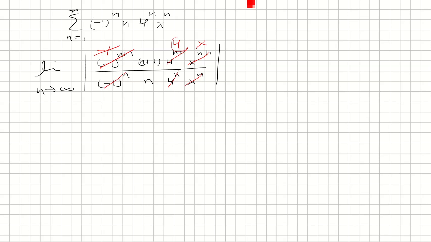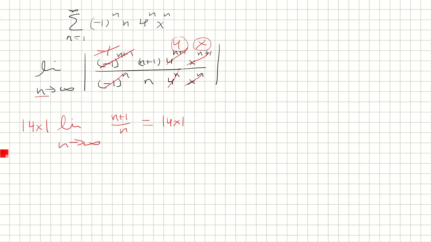Now, this 4 and x do not depend on n, so we can factor that out as just the absolute value of 4x. And the limit as n approaches infinity of (n+1) over n, we no longer need the absolute value. As n approaches infinity, this is going to go to 1. So this will just be the absolute value of 4x times 1, which is the absolute value of 4x.